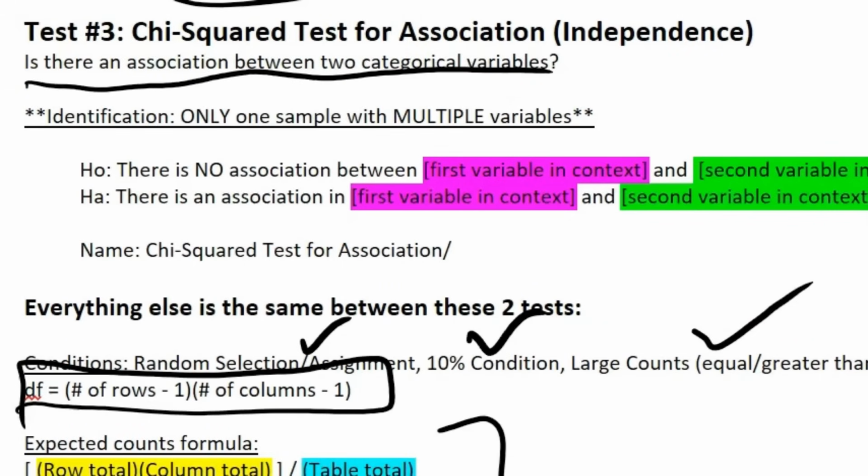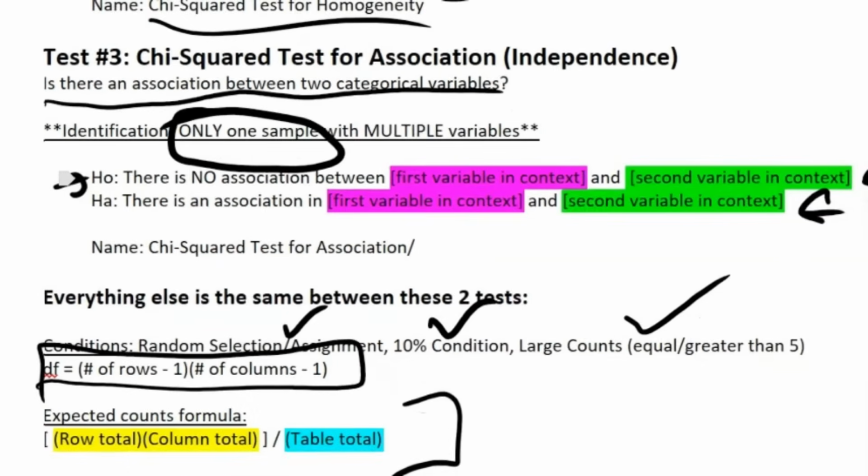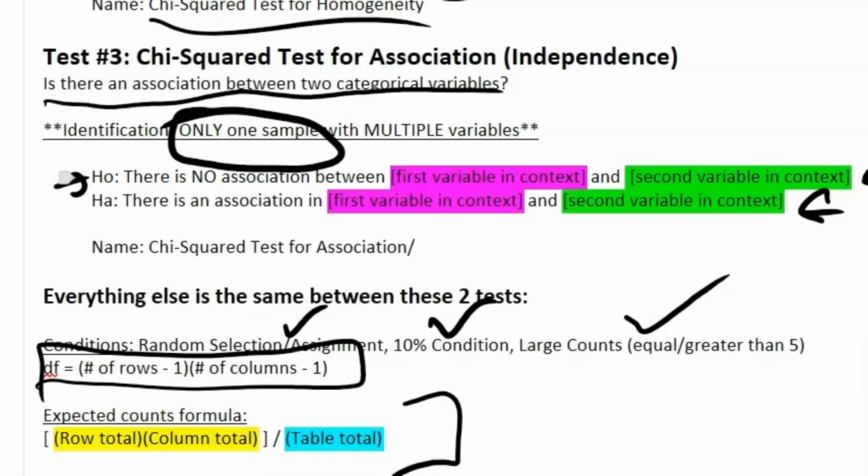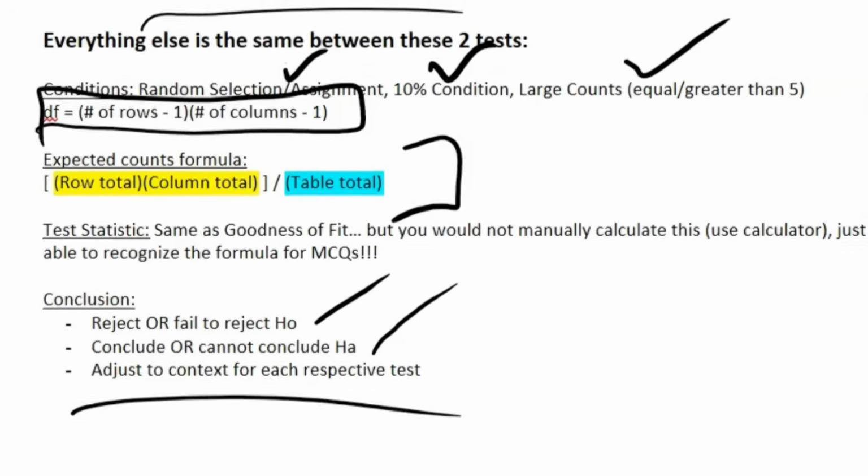So to cap the video, we're just going to talk about the other stuff for our chi-square test for association or independence. Key question here: is there an association between two categorical variables? Now we have only one sample, but with multiple variables. So our null here would be there is no association between our first variable in context and our second variable in context in our one sample. And then our alternative is, we're just changing one word here, there is an association between these variables. And the name is just chi-square test for association, and everything else, guess what, is the exact same thing.